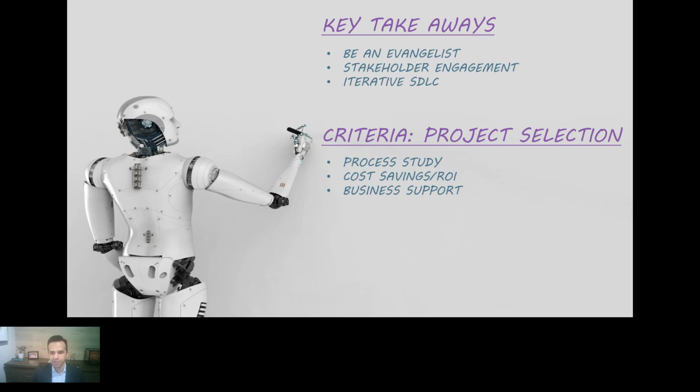So all those things. The criteria that we used for project selection was, obviously we did a huge process study. We as a technology team looked at various processes on the business side that were heavily manual, that could be low hanging fruit to really not just automate, but use generative AI to get that done, right? So we did extensive process study, we did cost savings and ROI analysis, and last but not the least, there is huge amount of business support that we gathered, right? So which is key.